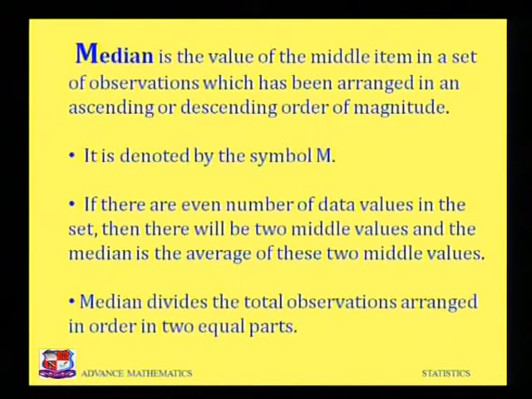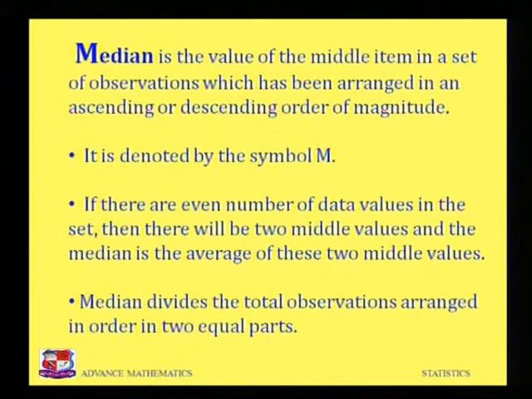If there are an even number of data values in the set, then there will be two middle values, and the median is the average of those two middle values. If there are even observations, that means if we have 10 observations, 12 observations, or 6 observations, then we will have two middle values. So how will we find the median? The median will be the average of the two middle values, that is, the mean of those two middle values will be the median.